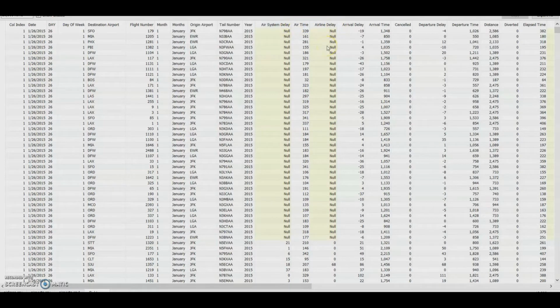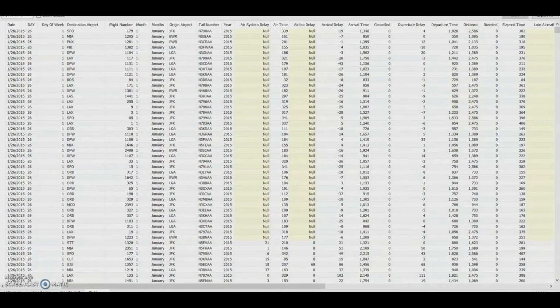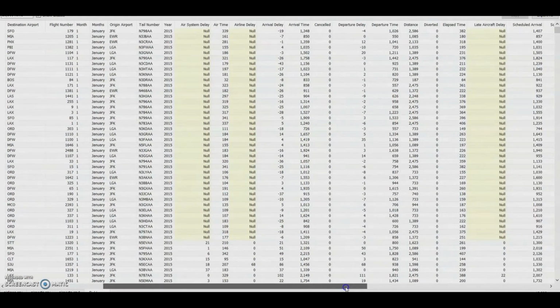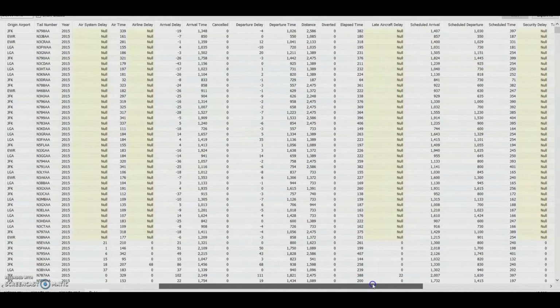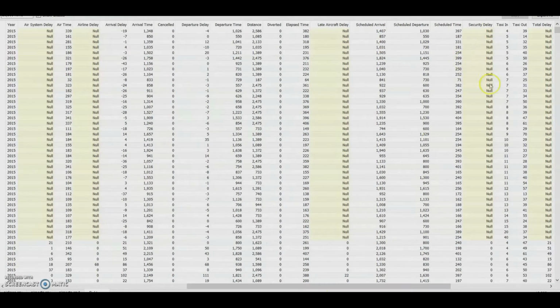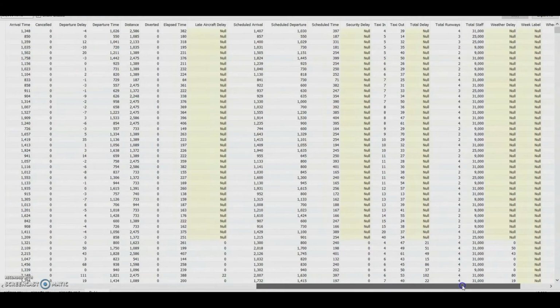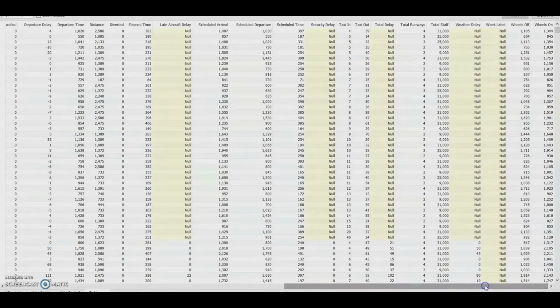what was the air time, if there was an airline delay, what was the arrival delay, and what was the arrival time, and canceled, if the flight was cancelled or not, the departure delay, the departure time, the distance covered, then we have elapsed time, if there was a late aircraft delay, what was the scheduled arrival for the flight, what was the scheduled departure, and scheduled time, and if there was a security delay or not, taxi in time, taxi out time. So as we are working on the delay analysis, we have a lot of data to analyze.